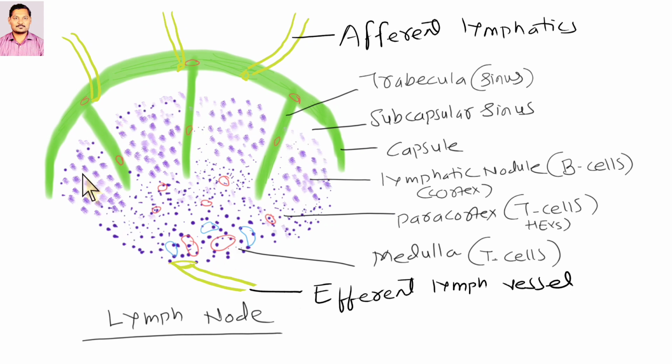Now see, there are zones of this lymphatic node. This lymph node has a cortex, a paracortex, and a medulla. The cortex is rich in the lymphatic nodule, which has, as we have already seen, the B lymphocytes. The paracortex has T lymphocytes collection, and the medulla has the medullary cords with the B as well as T lymphocytes which are there. So this contains a mixed population. Okay.